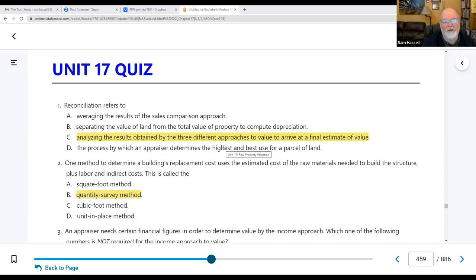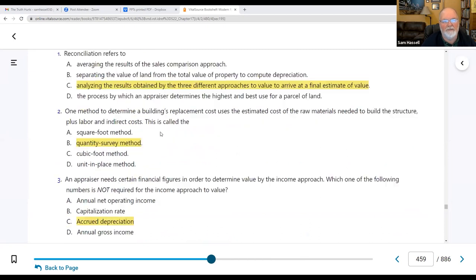One method to determine a building's replacement cost used is the estimated cost of the raw materials needed to build the structure, plus labor, plus indirect costs. All right, this is a quantity survey method. We didn't talk about it in the PowerPoints. I would not worry too much about that. That's how we get the replacement price, all right? So don't worry about that one.